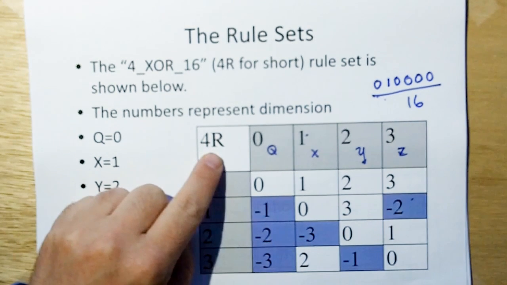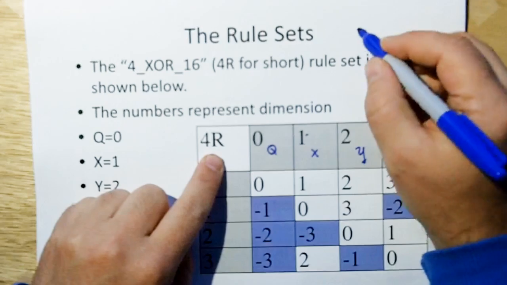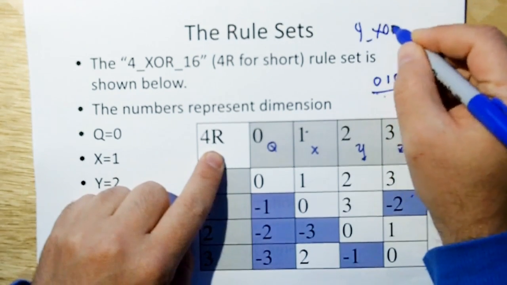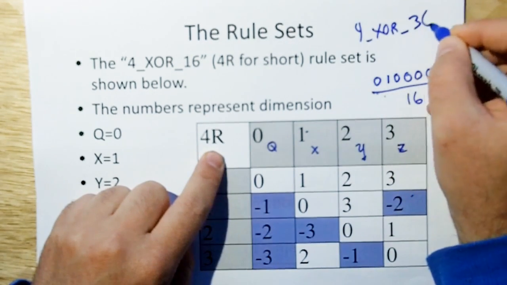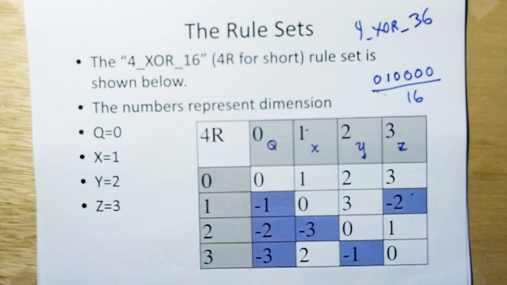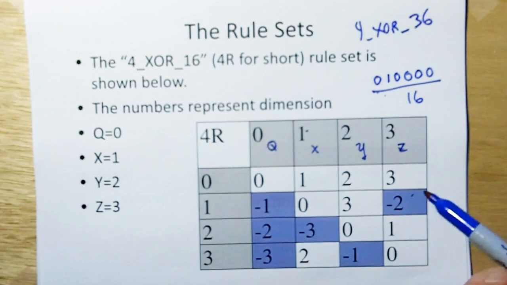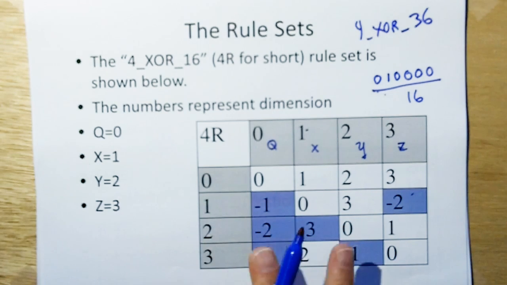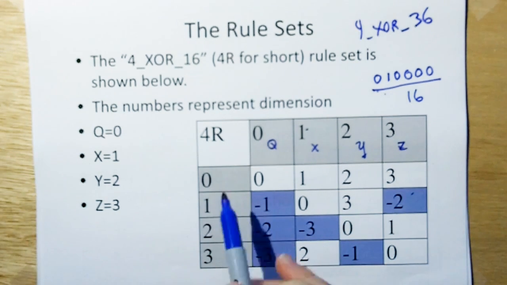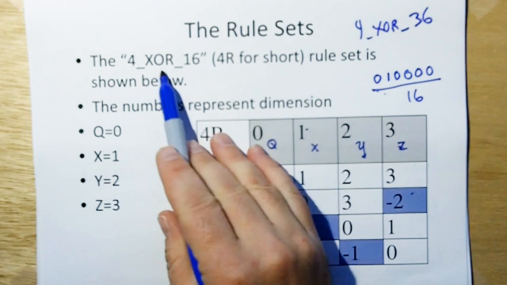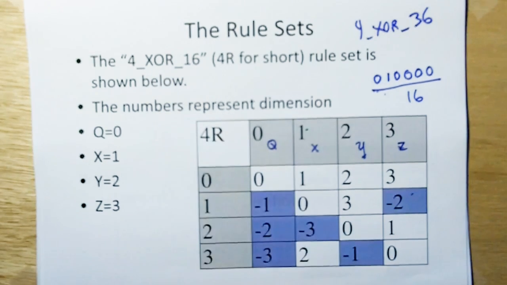4R means this is a right-hand rule set. There's also 4L, which is 4 XOR, I believe it's 36. And we'll look at that in a minute. Okay, so that's what the blue just highlights, those are the negative signs, so that's easy, so you can look at the pattern. The 4R is just a simplified name from the actual computer designated name.